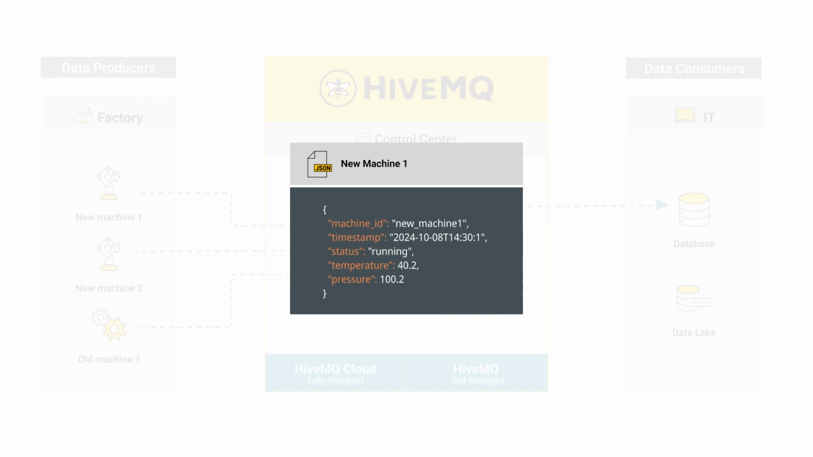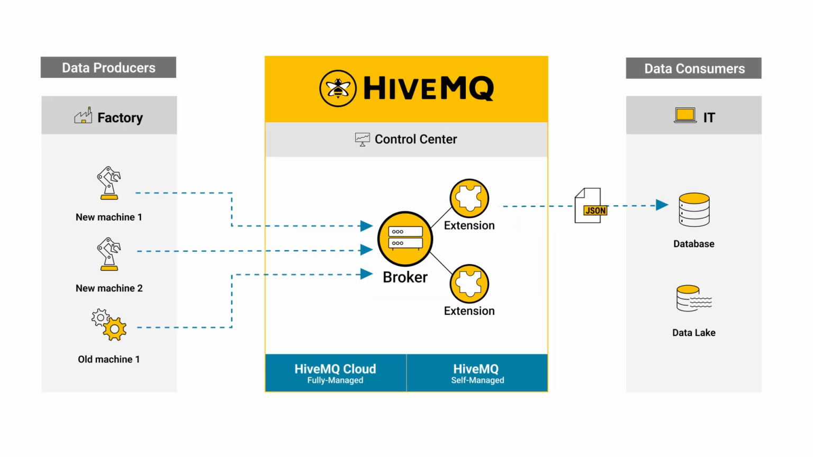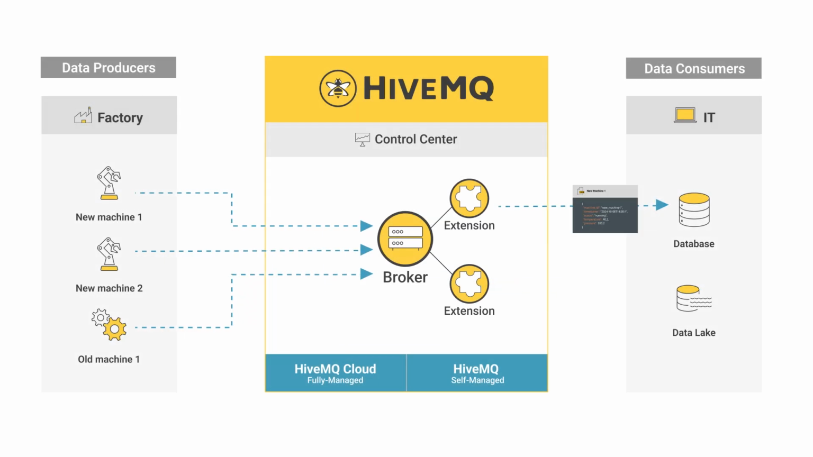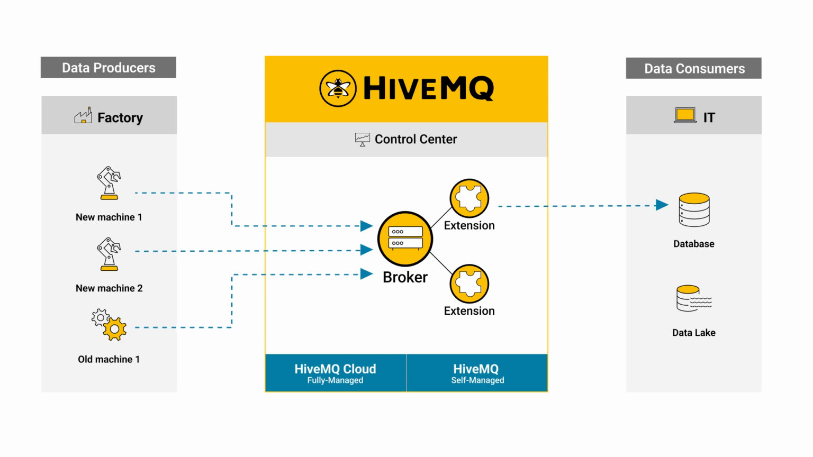New machine 1 sends 5 metrics in JSON format: machine ID, timestamp, status, temperature, and pressure. All the data runs through the broker and is transferred to the database. When all 5 key metrics exist in this JSON object, the data is accepted and finally ingested to the database. For new machine 2, the process is more or less identical.